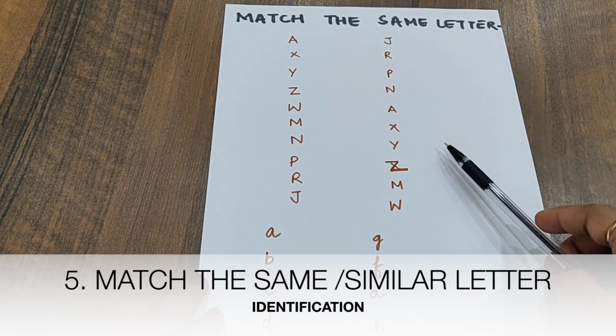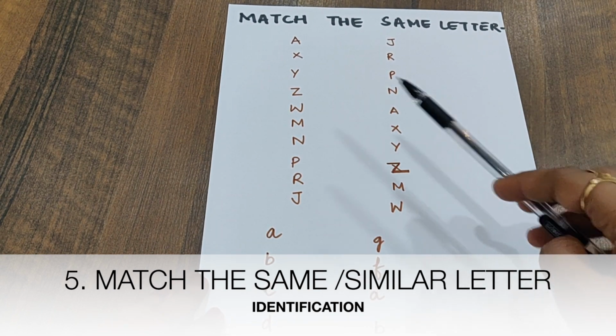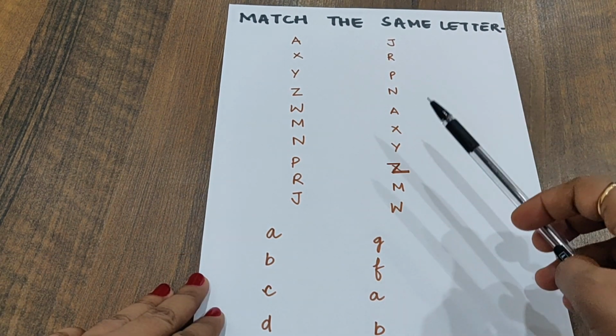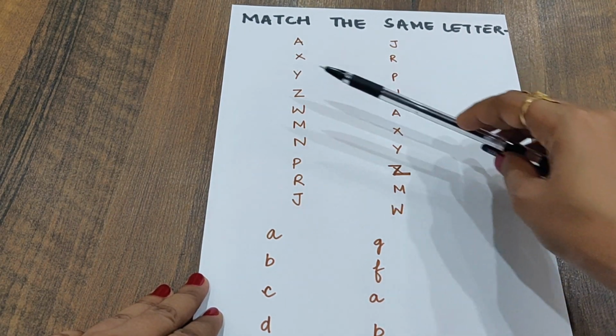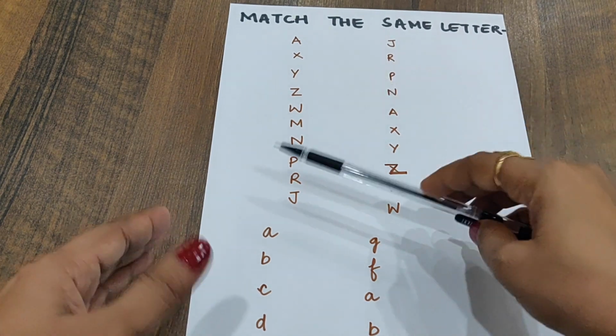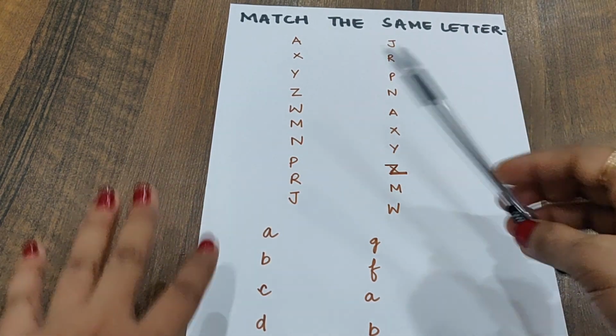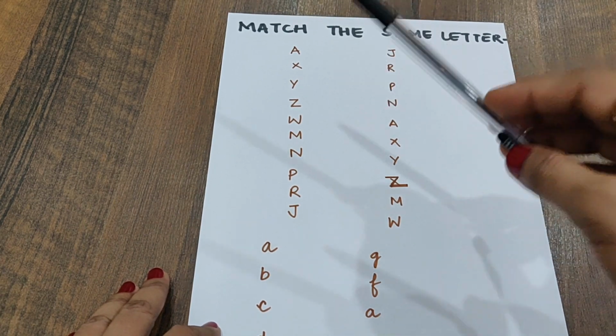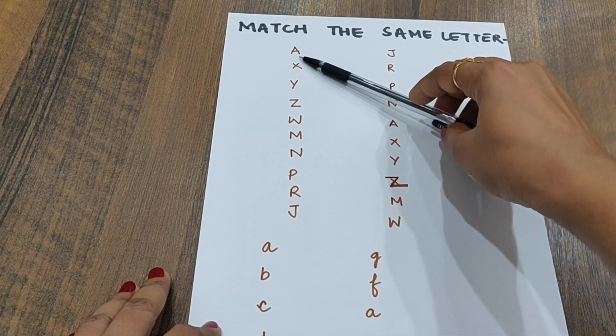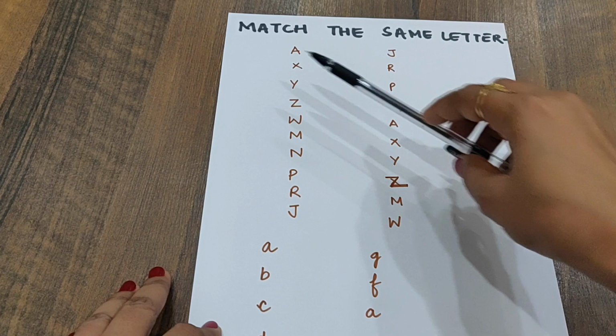Next is matching the same letter. This is initially for the beginners, as they find it difficult to identify the letters. I have written all the letters on the left hand side and on the right hand side, and I have jumbled both the columns. The child is supposed to match the same alphabet in both the columns.